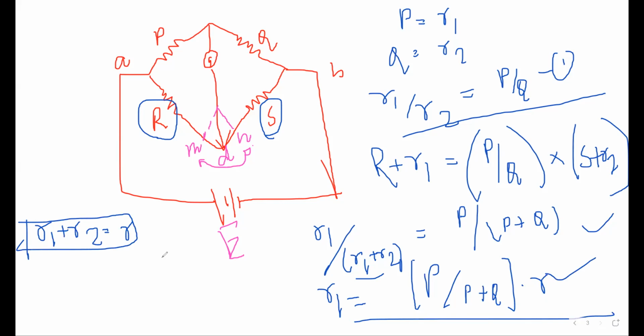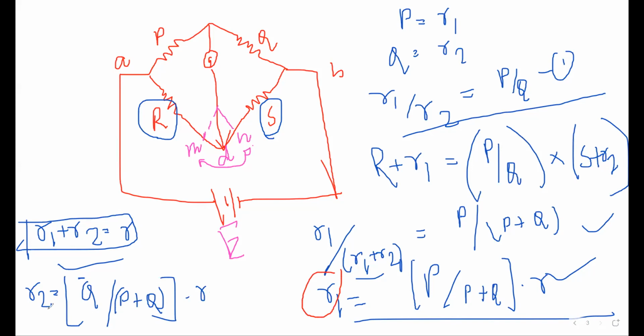Similarly, as I told you, I know that R1 plus R2 is small r. Similarly, you can get your value R2 also like this. So what will be your R2? I'm writing here, R2 will be Q divided by P plus Q, in bracket, multiplied by small r. So these are the two equations, this is for R1 and this is for R2. So we got two values, R1 and R2.